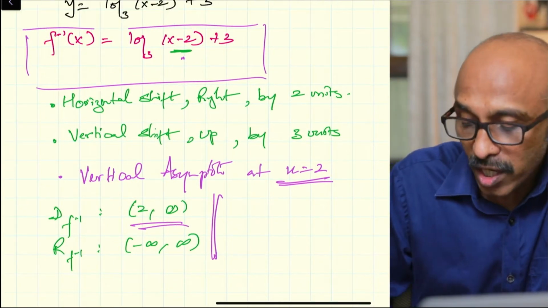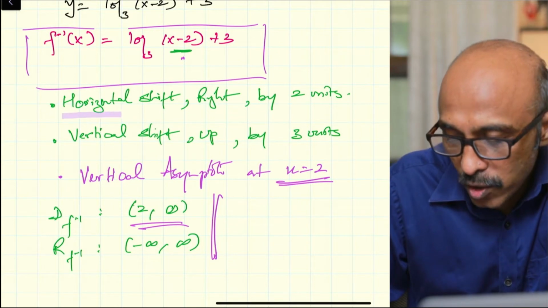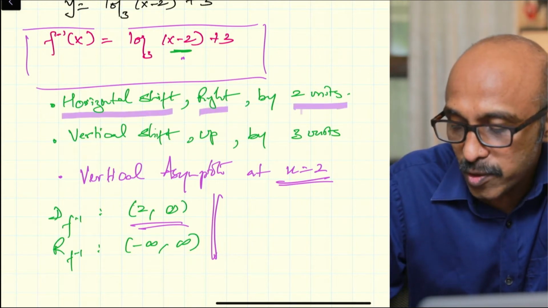But let's examine the transformation. The inverse function has a horizontal shift to the right by 2 units.